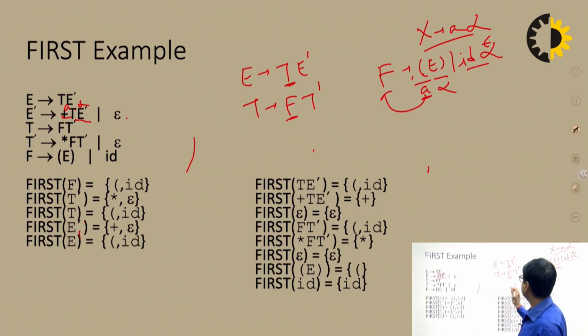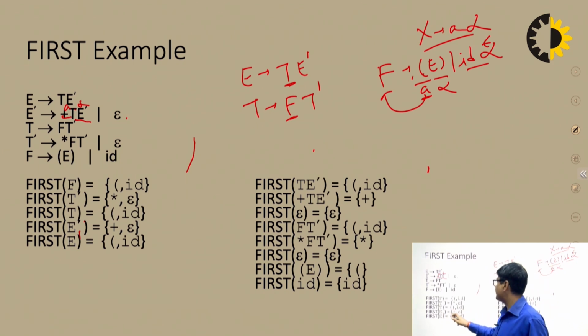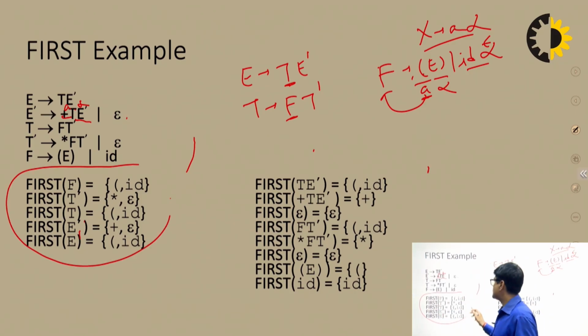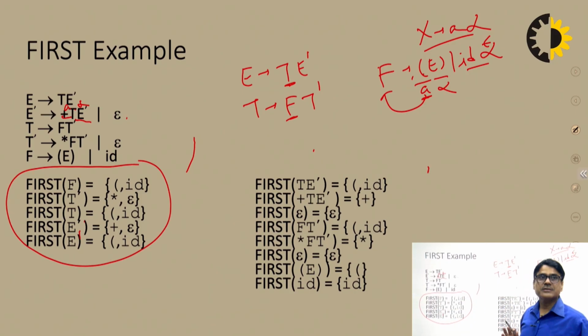So what do you have to do? You have to check that first of F is equal to first of T and equal to first of E. So first of E is having plus, left parenthesis and ID, because F first is going to be in capital E and F first is going to be in capital T also. So we are deriving the first set using this particular process.